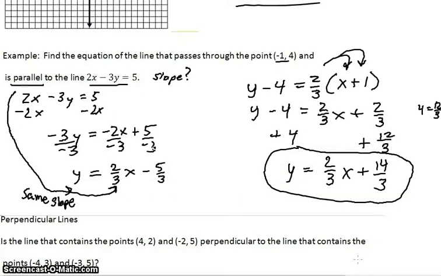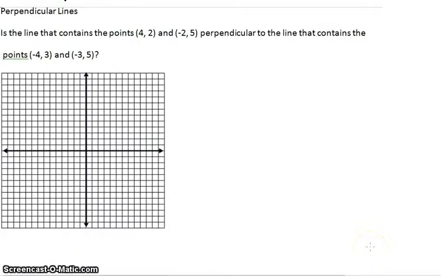Now the second part of this section has to deal with perpendicular lines. Usually, when you see this, I'm going to probably have you stop here and do this in two parts. But since I have a few minutes, I'm going to talk about this in the same video. When we talk about perpendicular lines, we're talking about them meeting at a right angle, or a 90-degree angle.